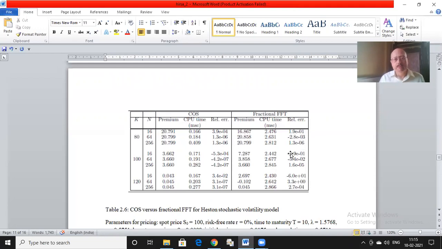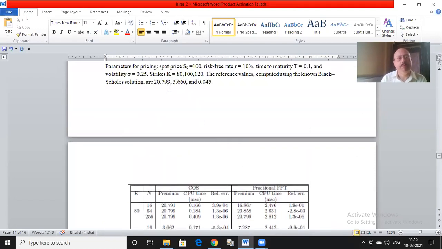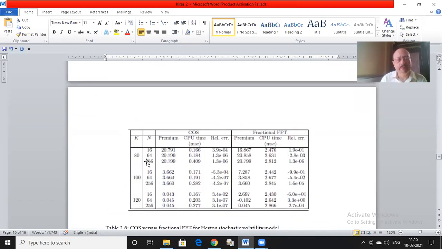What about relative error? Even in terms of relative error, the cosine is doing better for k equal to 80. If I compare with the theoretically correct price, we can see that for n equal to 64, the cosine method is already matching the theoretically correct price, whereas the fractional FFT is still way off, and it converges to the theoretically correct price only for n equal to 256. So cosine is certainly better on both counts, in terms of error margin as well as computing time.